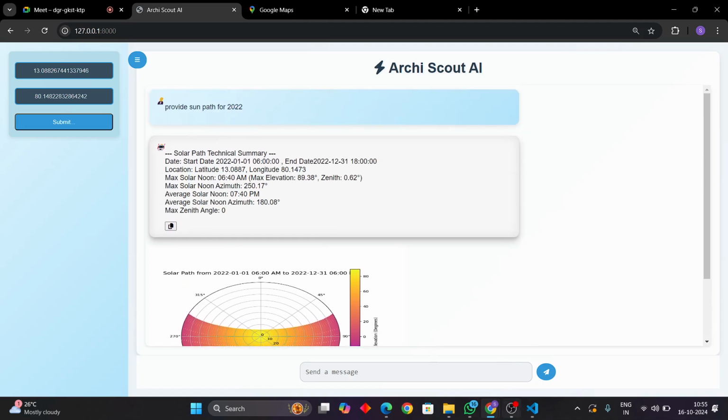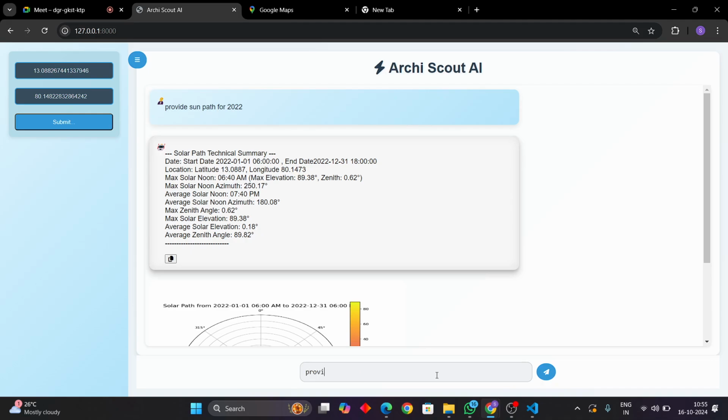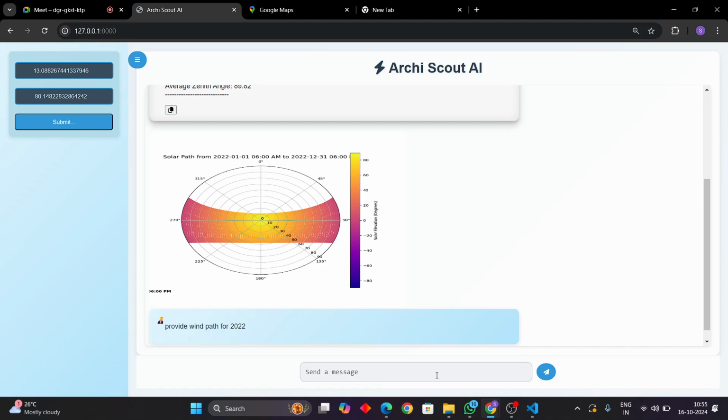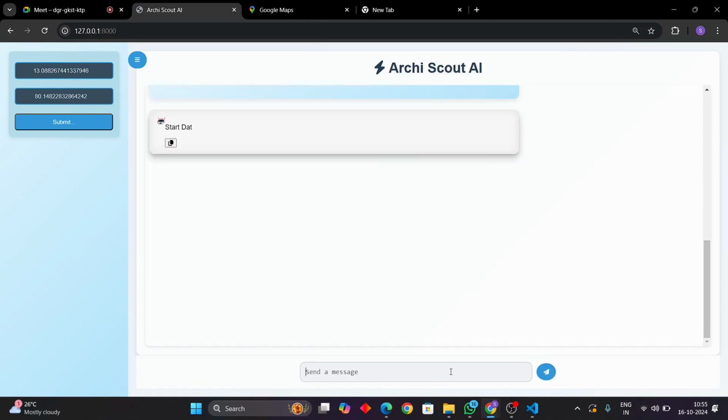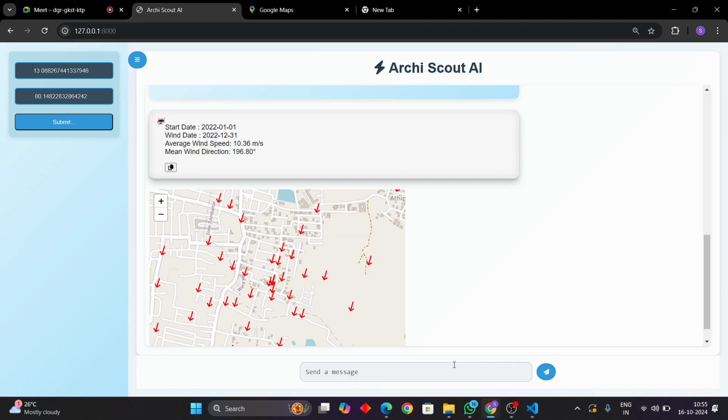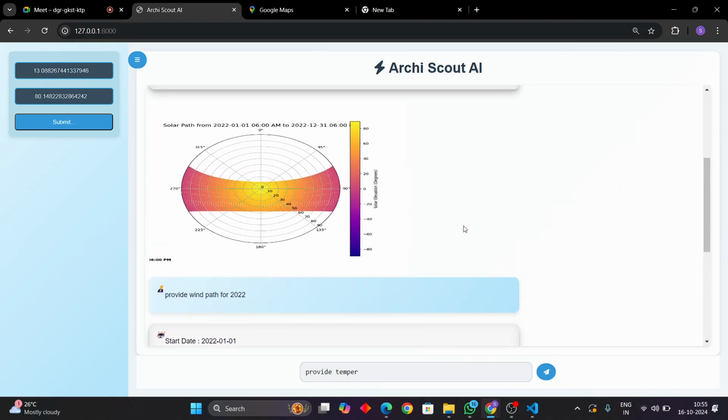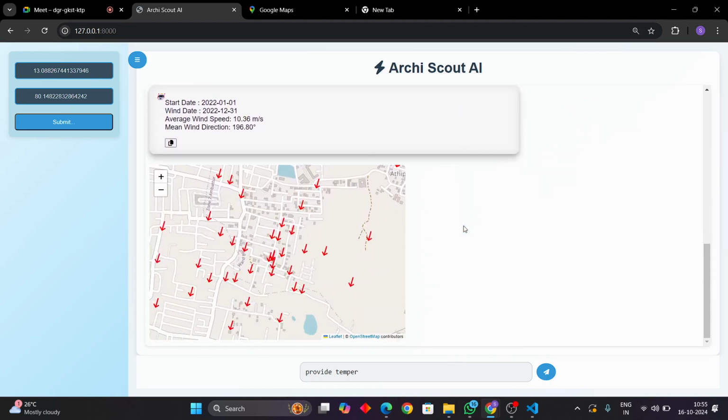Sun path and wind path are essential to determine the positioning of the window. Sun path is to determine the amount of light entering the space, and wind path is to determine the direction of ventilation. This is the standard psychrometric chart to represent sun path, and this is the map to represent wind path.